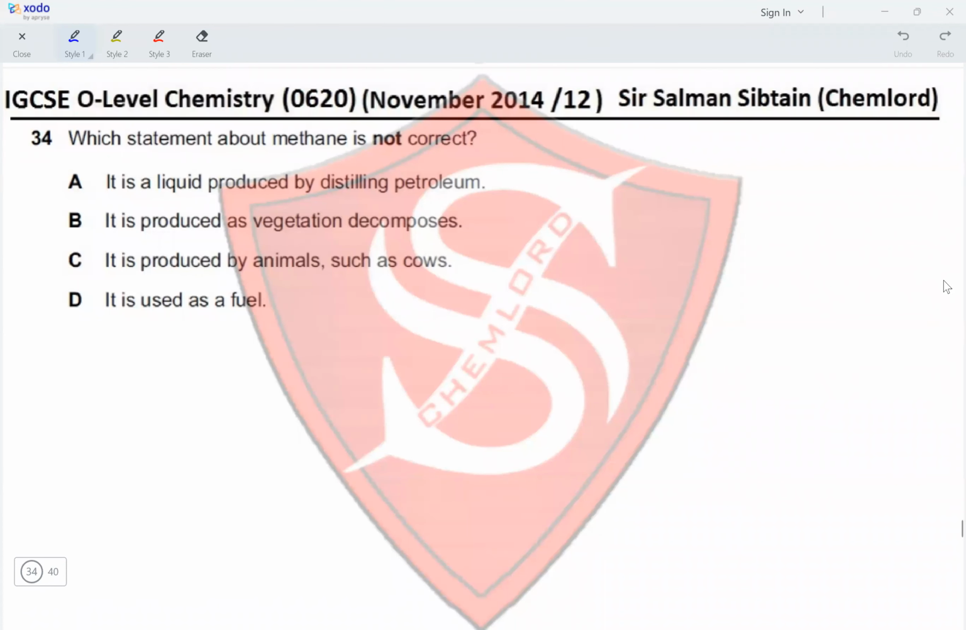Question 34. Which statement about methane is not correct? It is a liquid produced by distilling petroleum. No, methane is produced by decaying vegetable matter. So this is incorrect. It is produced as vegetation decomposes. Yes. It is produced by animals such as cows. Yes. Upon digestion of grass. And it is used as a fuel. Yes. It is biogas or natural gas. So option A is the correct option for this question.